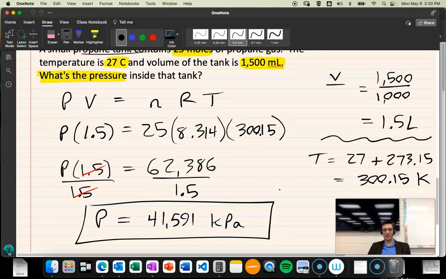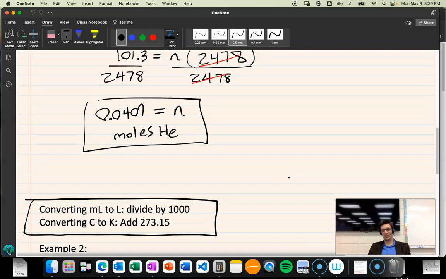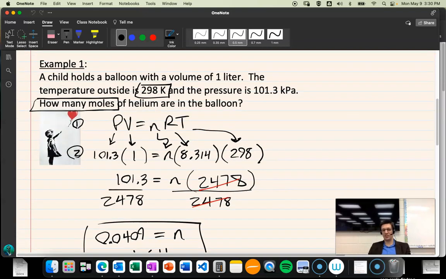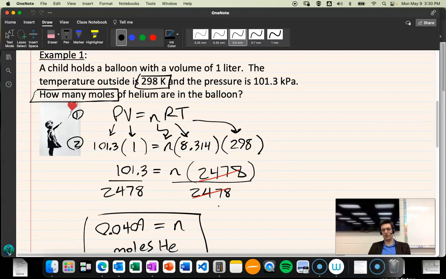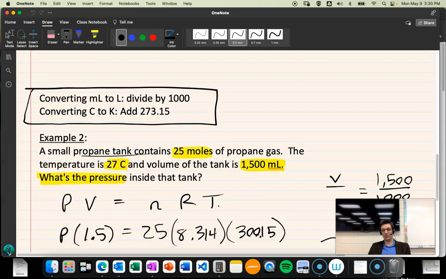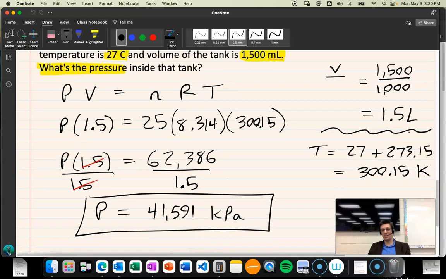I hope that this makes sense to you. I have an assignment posted that will help you practice these skills. Really, this is it, what I just showed you, okay? You plug in the numbers, solve for the unknown. Sometimes you got to do a little bit of converting on the side, but that's it, okay? Nothing more to learn about this.